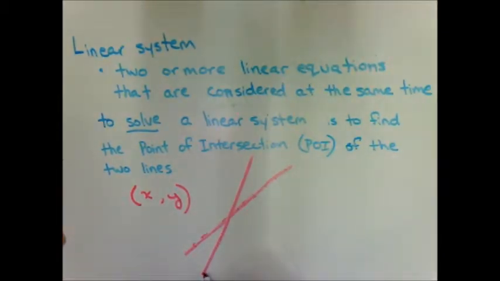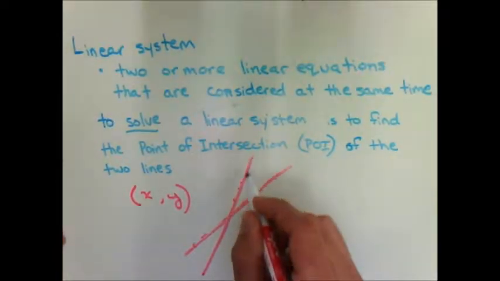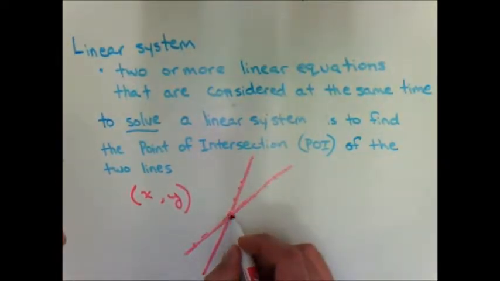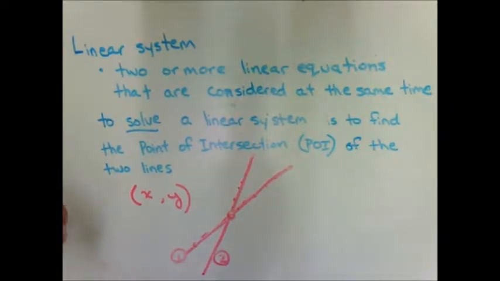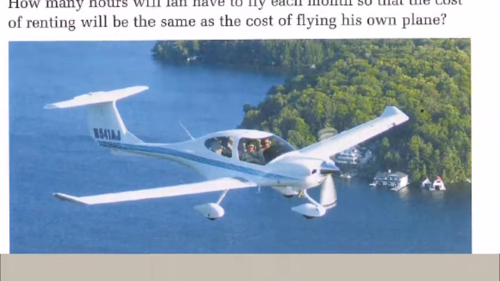Now, in a system of linear equations, where we have two lines, this second line also has all these coordinates x, y. And it just so happens that where they intersect at one point, they're going to share the same coordinates at that point. So a certain coordinate xy is going to satisfy the equation for line 1 as well as the equation for line 2. And that's what we're doing when we're solving linear systems.